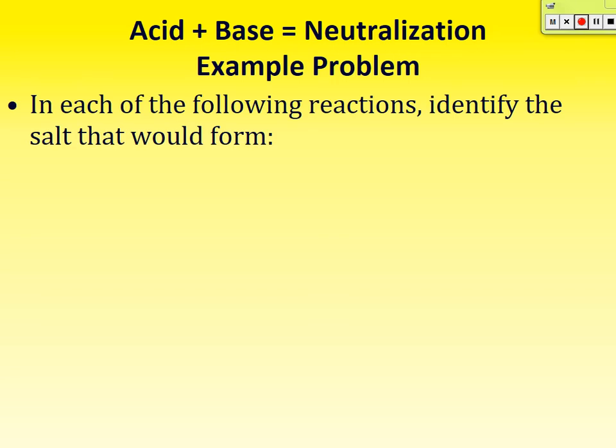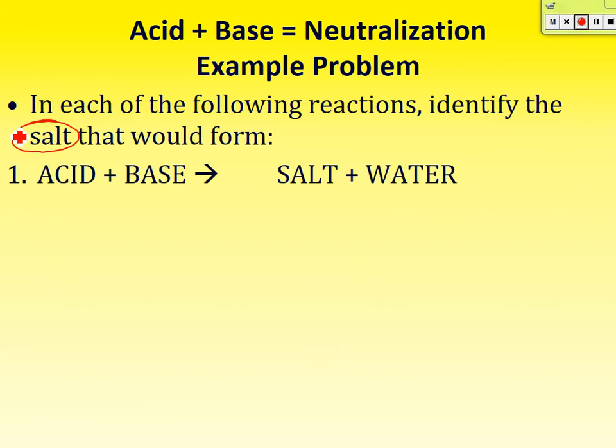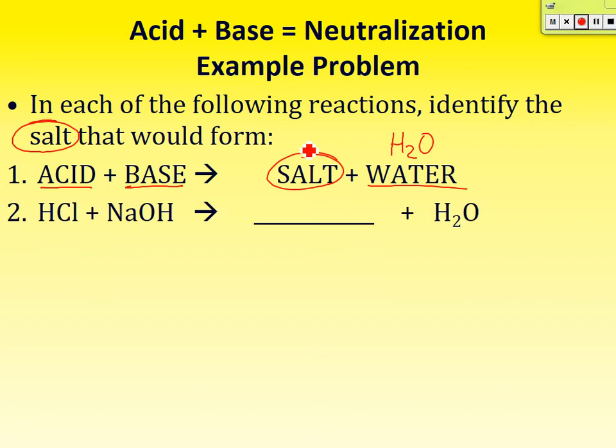Okay, acid-base neutralization. Here's an example problem. It says in each of the following reactions, identify the salt that would form. So I want you guys to be able to identify what the salt will be from these reactions. Remember, if we have an acid and a base and we mix them together, it's going to form a salt and water. So we know one of the products has got to be water, which is H2O. The other product, whatever is left over, is going to be the salt. So let's see if we can do this problem.